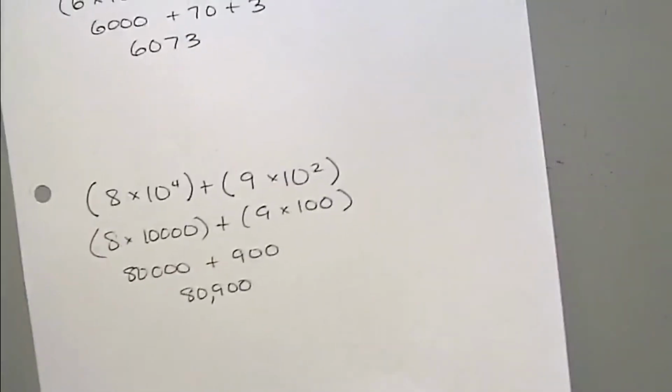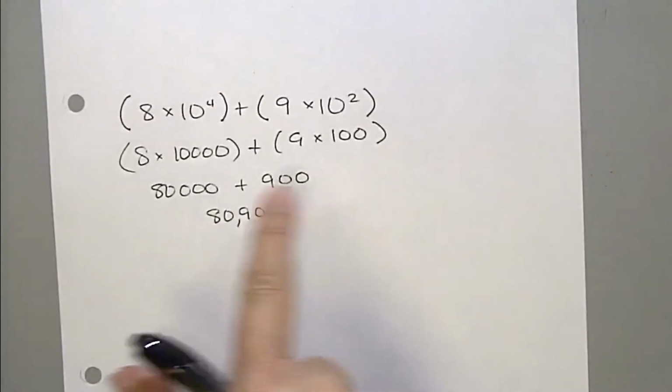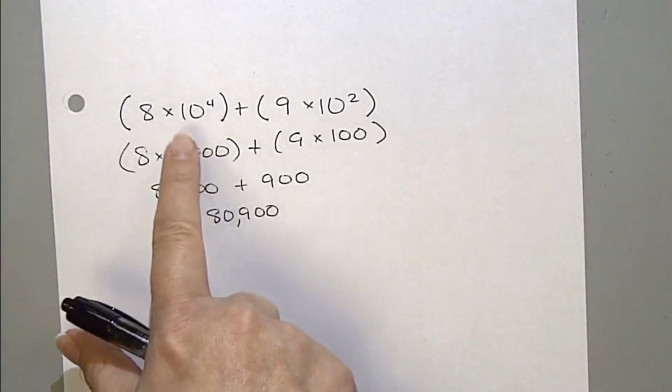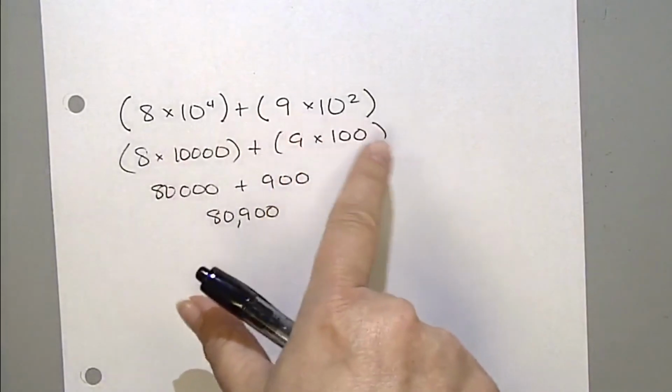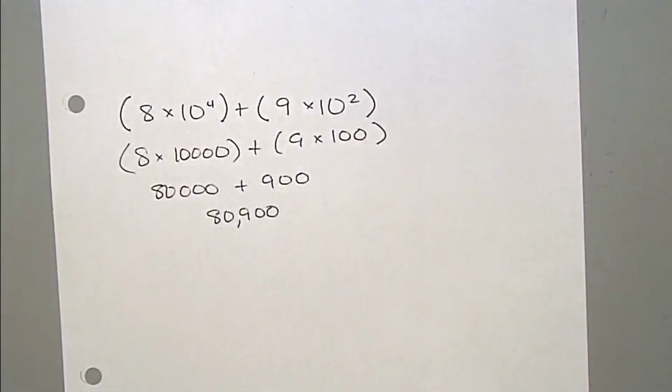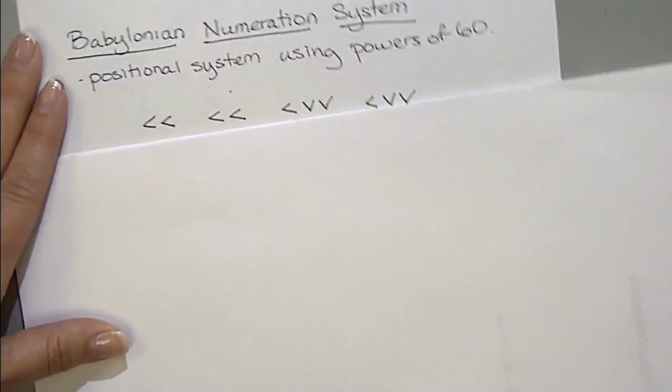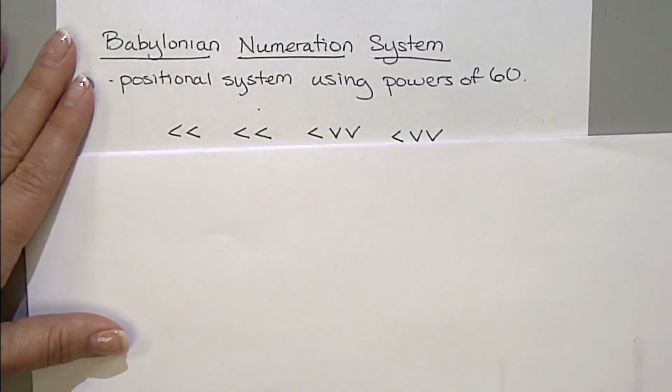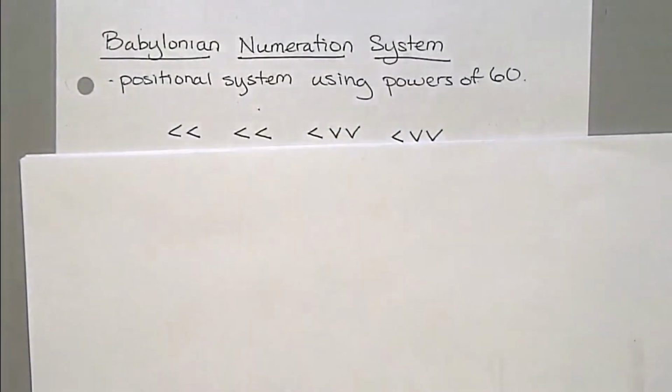Now, before I move on, again, I sort of mentioned this, but notice we're using powers of 10, right? As we move from the right to the left, it increased another multiple of 10. So we had ones, tens, hundreds, and so on. So the Babylonian numeration system is also a positional system using powers of 60.